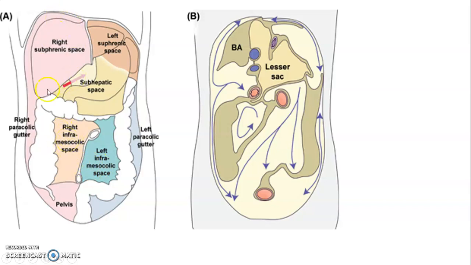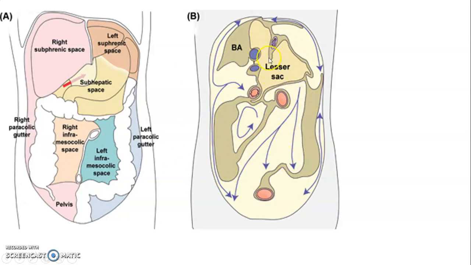So if you have infection below the diaphragm, it can spread to all these spaces. If you have infection in the pelvis, it can spread above the diaphragm. You can have pus in the pelvis spreading to above the diaphragm, pus in the pelvis spreading to below the liver. So these arrows are just showing you how all these regions communicate.